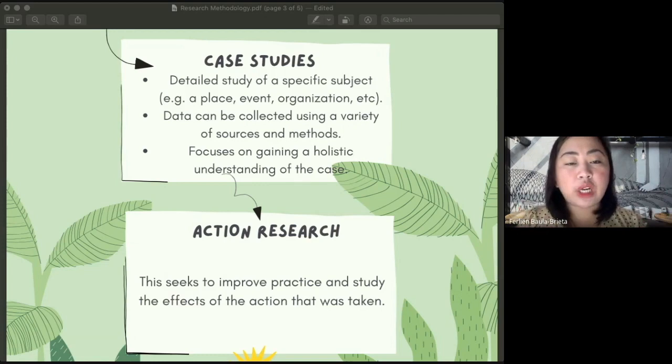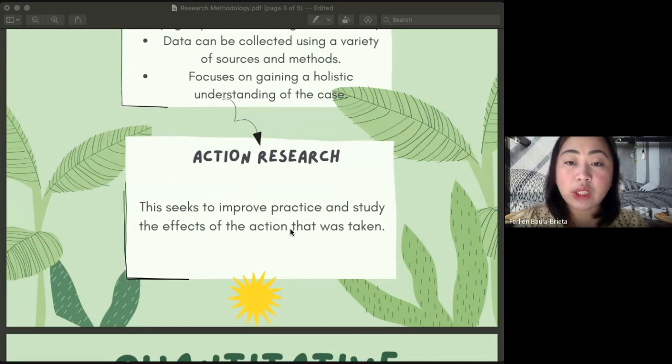It is different from what we know in the pharmacy field, the clinical case study, because a clinical case study is specific to a patient, where we study the pathology, the pharmacotherapy, and the progress of the disease and the responses to the treatment. So that's another type of research under quantitative research, the clinical case study.